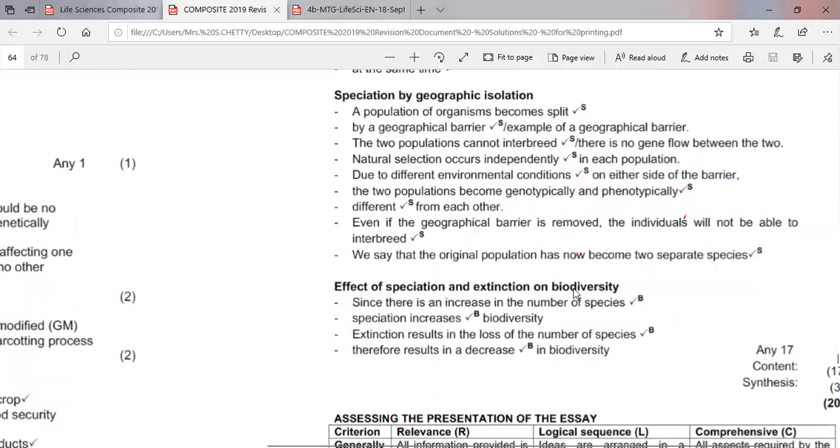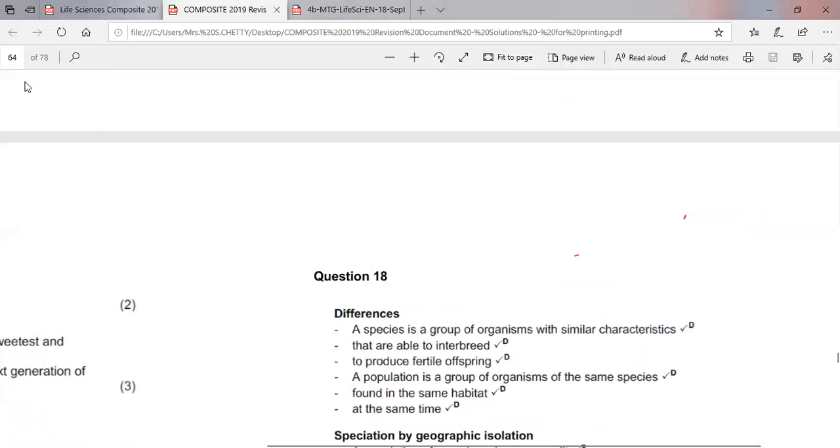Effect of speciation and extinction. Since there's an increase in the number of species through speciation, speciation increases biodiversity. Extinction results in a loss of the number of species, therefore decreases biodiversity. We'd have done very well in that one at least, hey? Good.